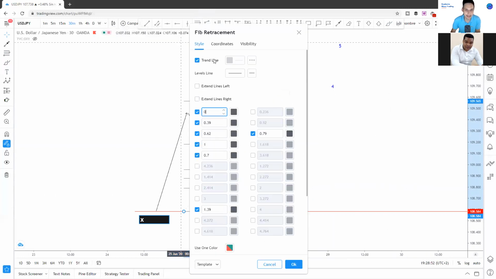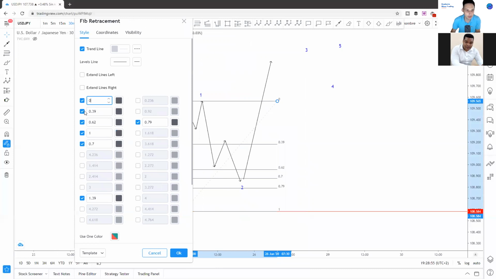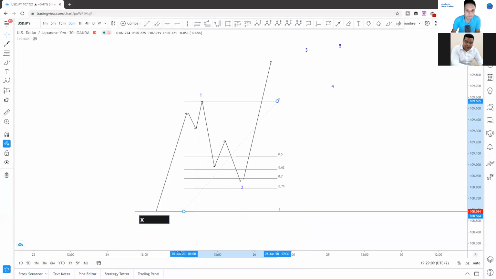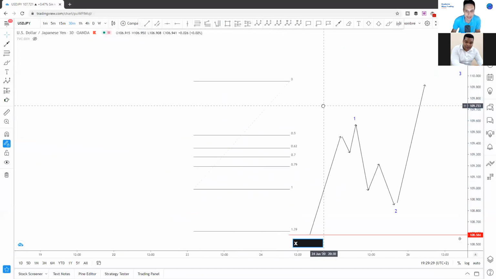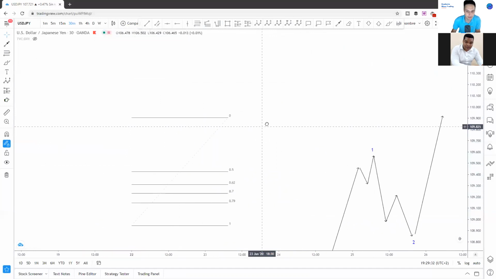Then, what are the levels that we are going to be looking for? We are going to be looking for the 50 level, that I don't have here. I don't know why. Let's add it here, 0.5. The 50 level, 62 level, 70 level, and 79 level, okay? And of course the 0 and the 1. This is a very practical tool because it can help us create a retracement of any move, okay?